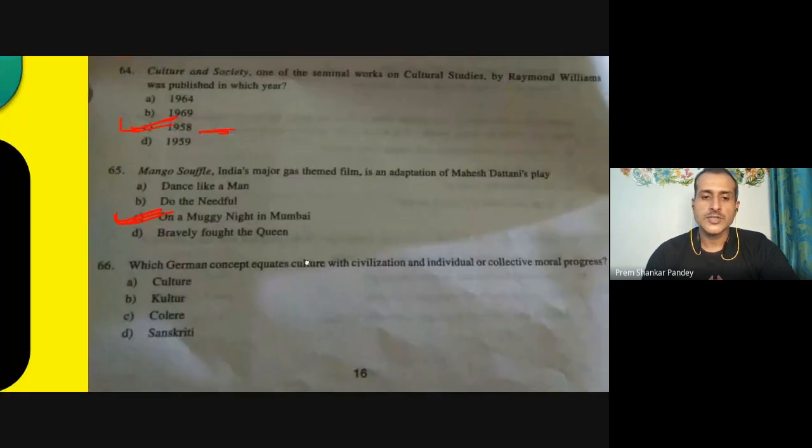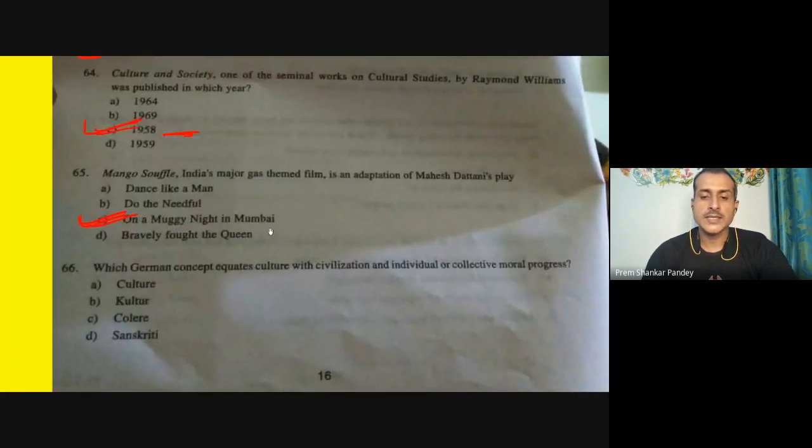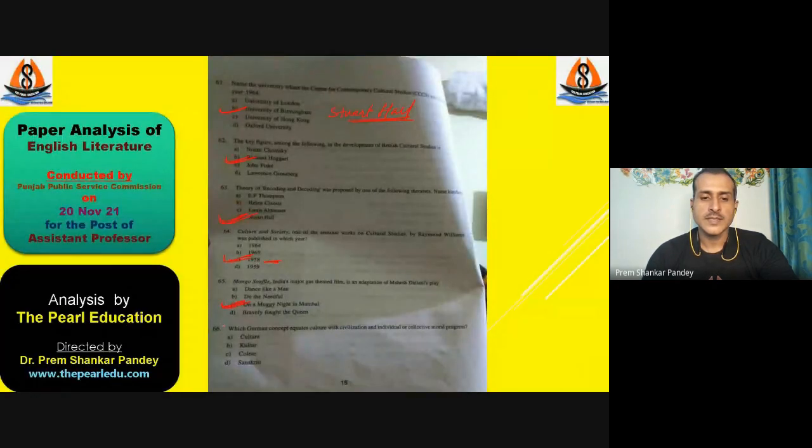Okay, next question. Which German concept equates culture with civilization and individual or collective moral progress? What is the word for culture in German? Yes, it is Kultur, culture. So B is the right answer here.